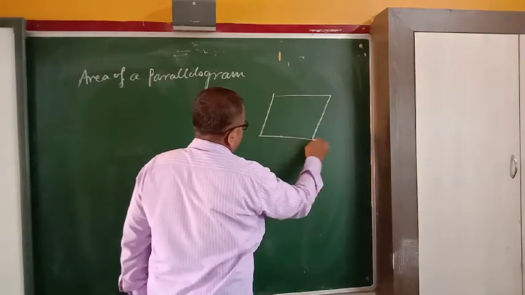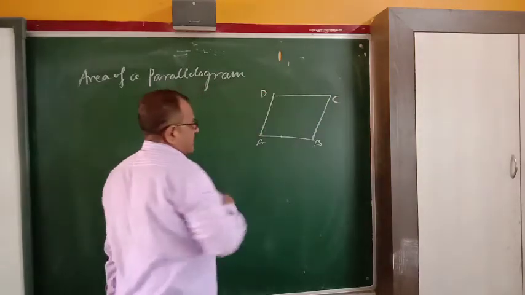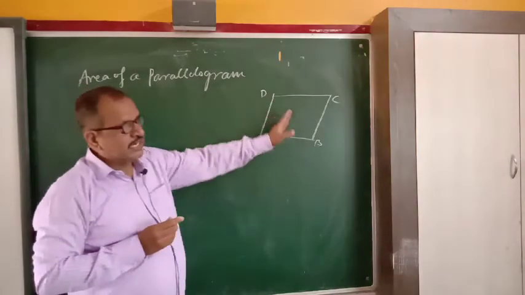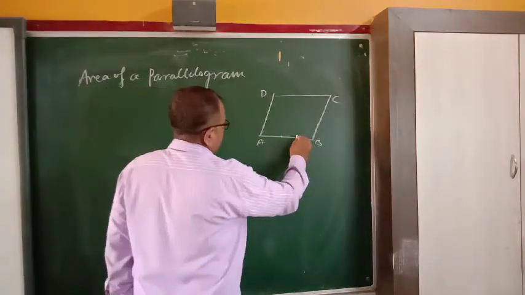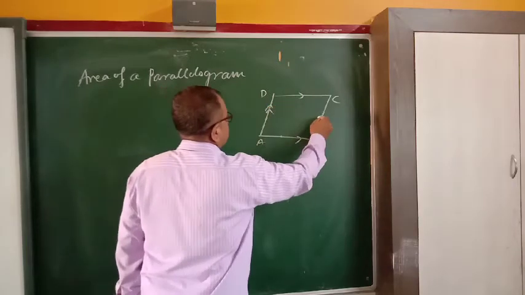This is a parallelogram ABCD. We know that in a parallelogram, opposite sides are parallel and equal. AB is parallel to DC and AD is parallel to BC.